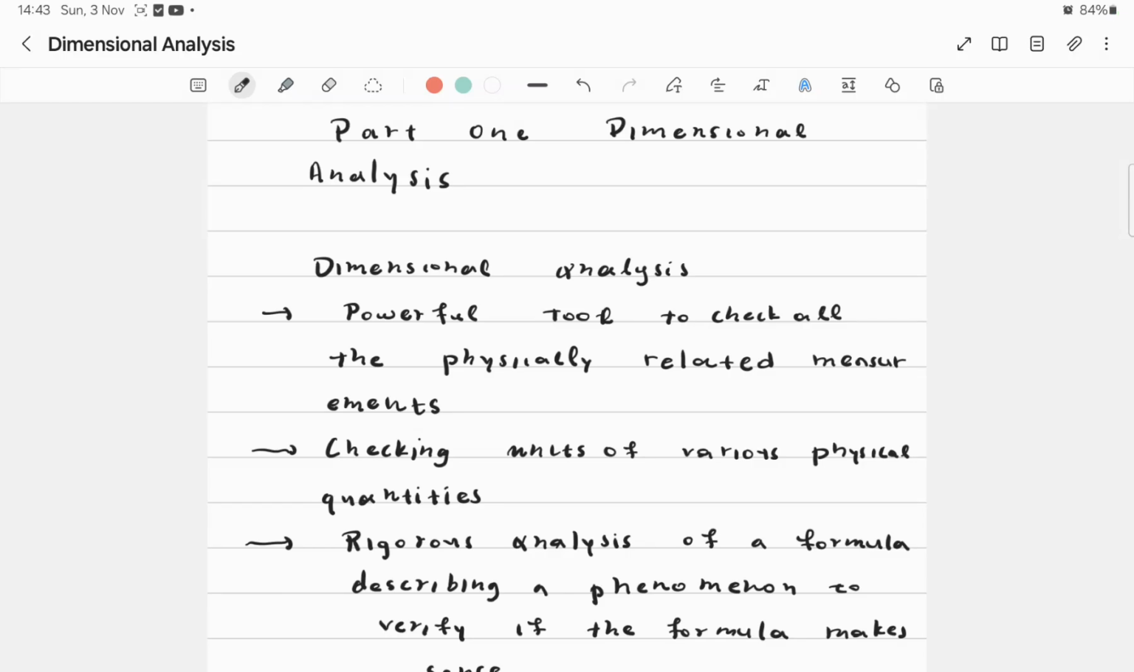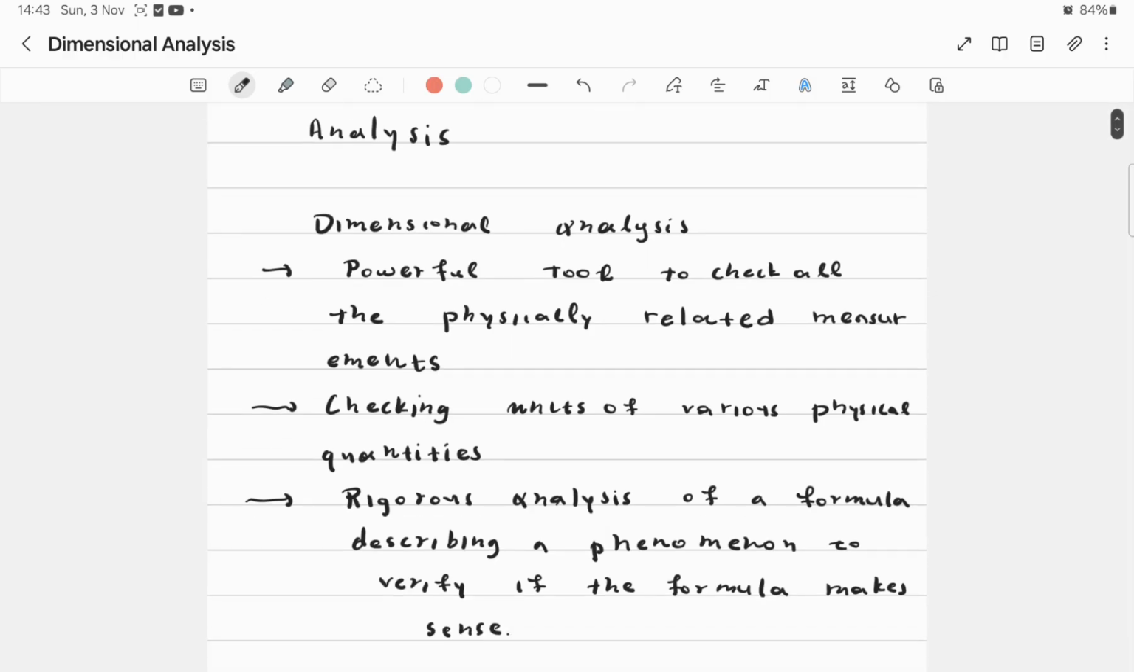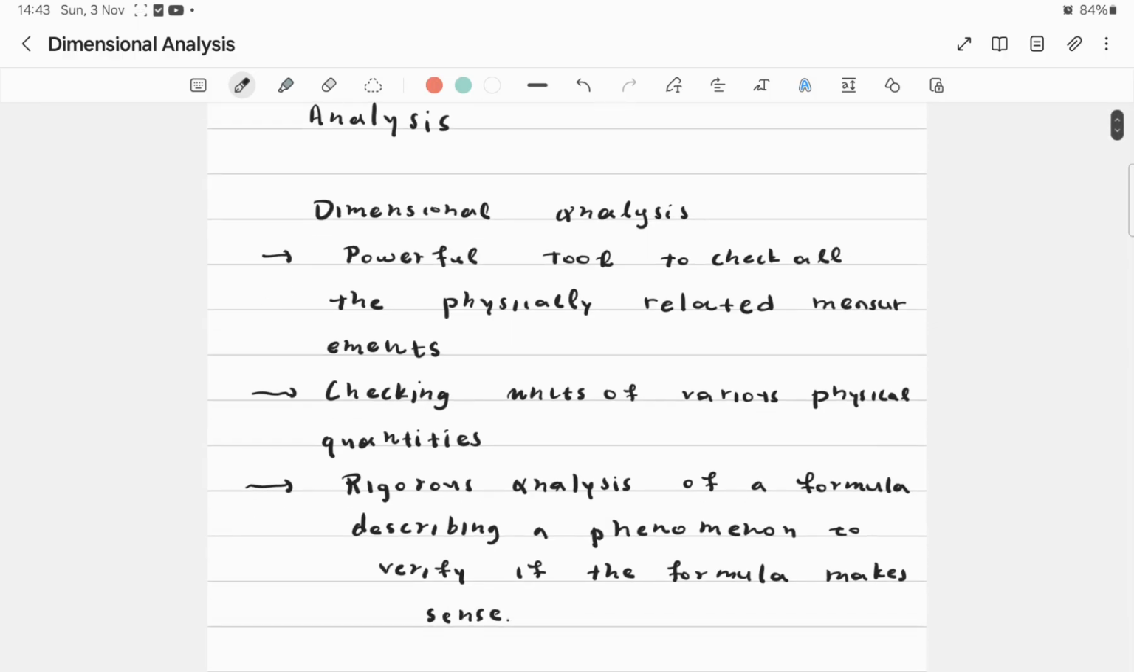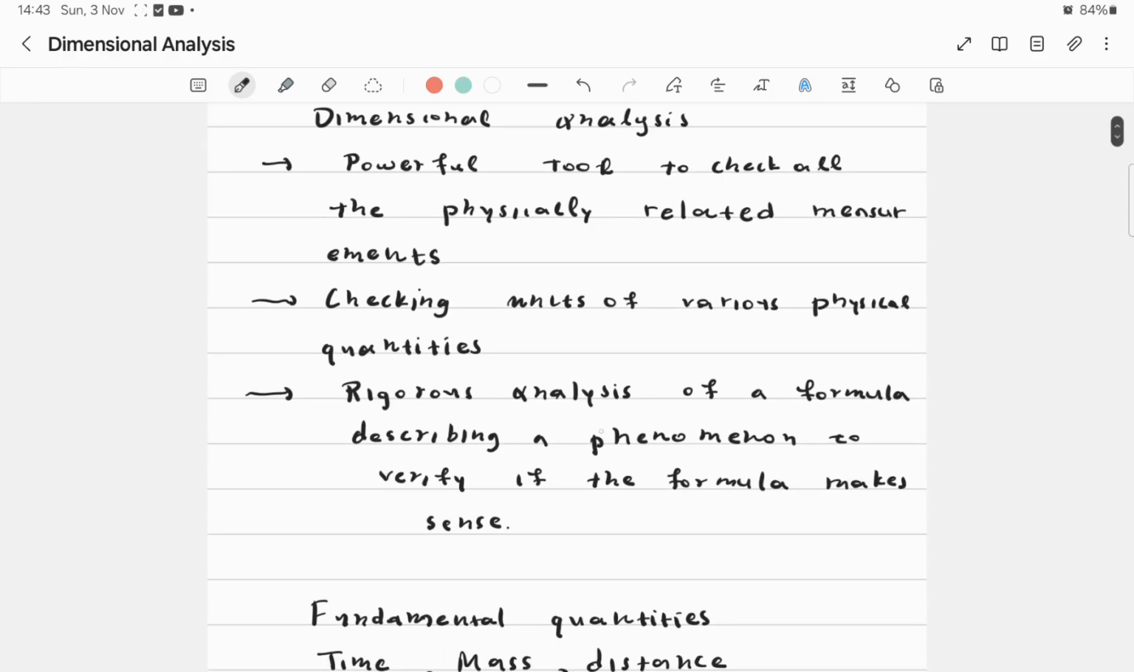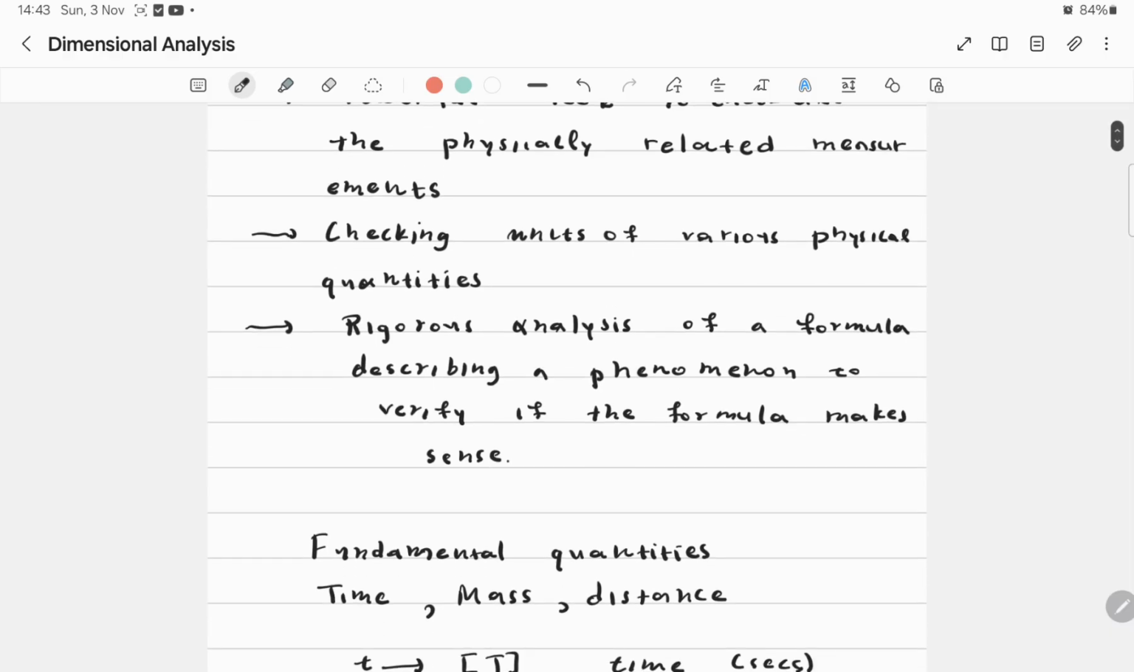In this part we focus on dimensional analysis. What is dimensional analysis? Dimensional analysis is a powerful tool to check that all the physically related measurements are correct and compatible. So we check the units of various physical quantities and we perform rigorous analysis of a formula which apparently describes a phenomenon, to verify if the formula makes sense, if it has a physical, concrete meaning.